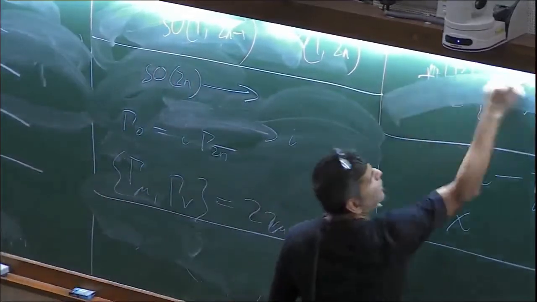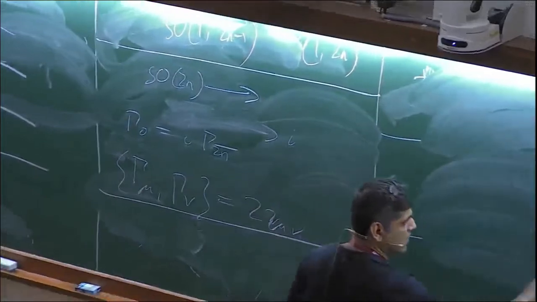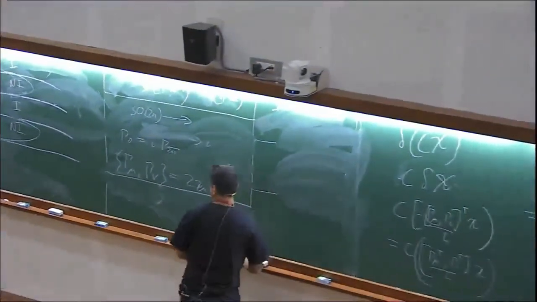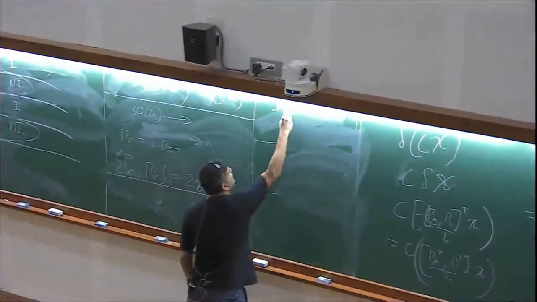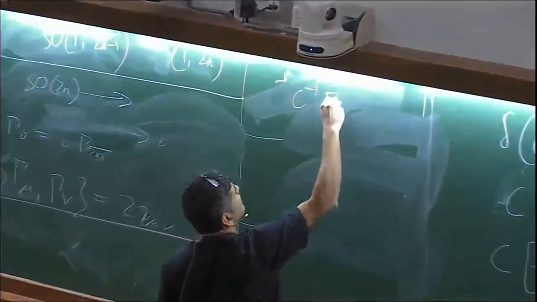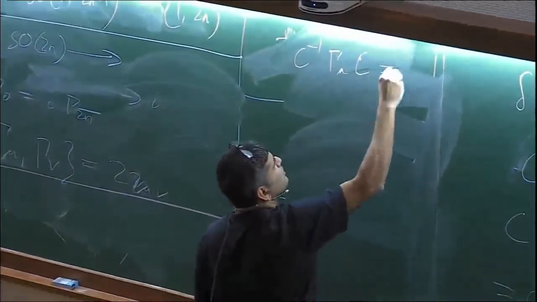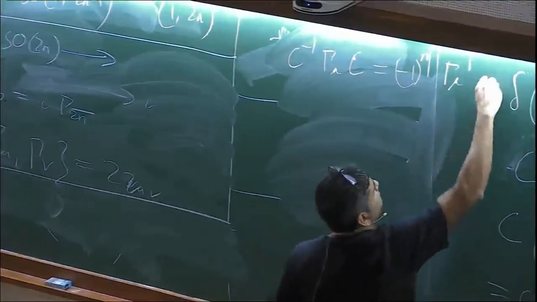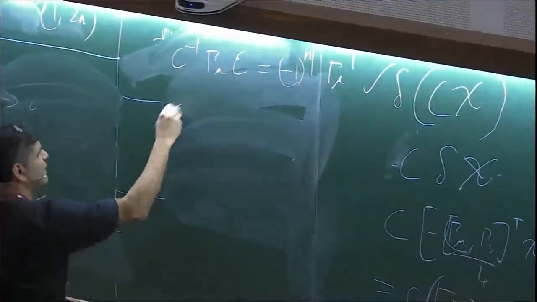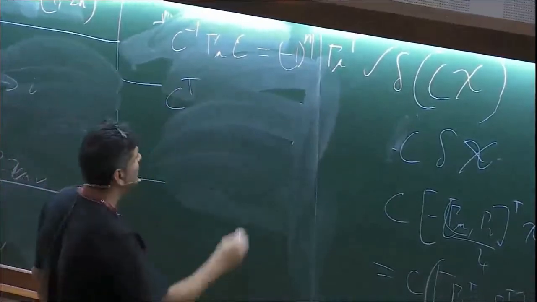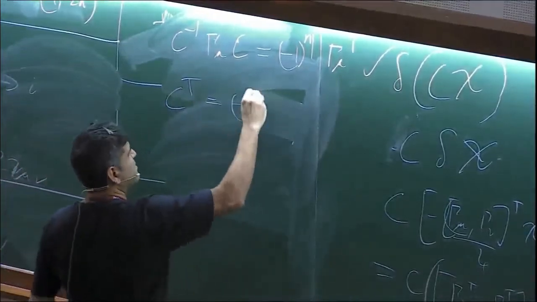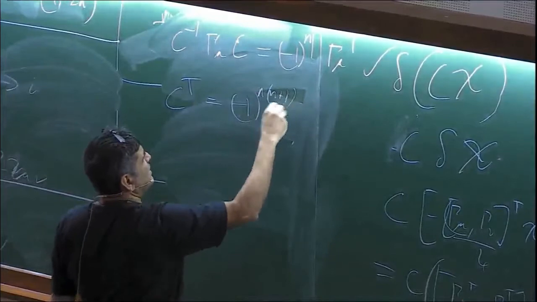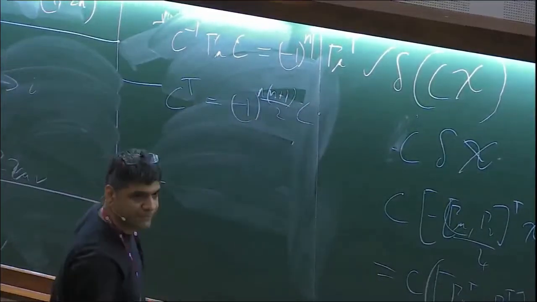So when we do this now, everything we said about C remains unchanged. So once again, we have the formula C inverse gamma mu C is equal to minus 1 to the power n times gamma mu transpose. This remains true. Once again, we have the formula C transpose is equal to minus 1 to the power n into n plus 1 by 2, C. This remains true.